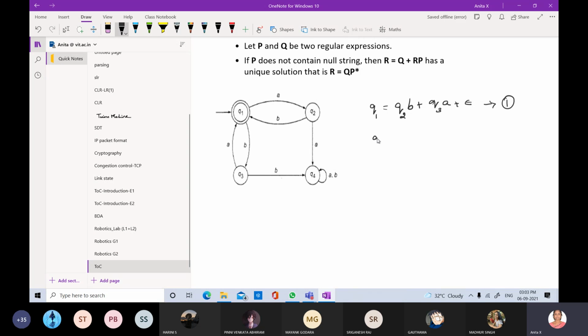Next I'm going to proceed with Q2. So Q2 is equal to, yes, it has one incoming edge which comes from Q1. Q1A. Q1A.